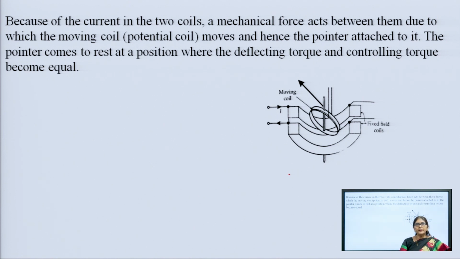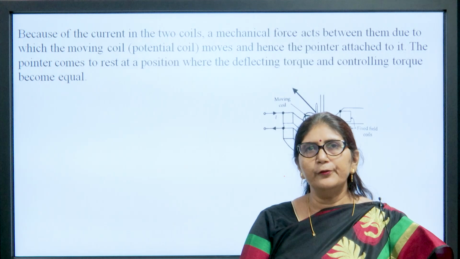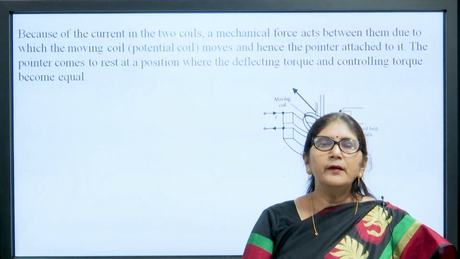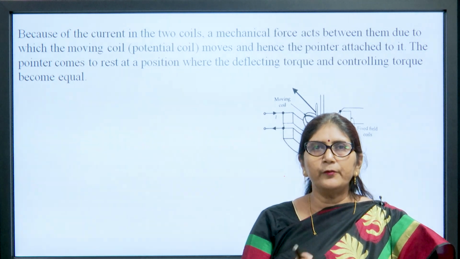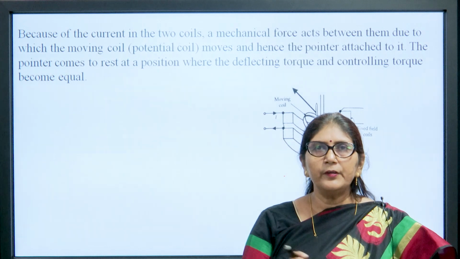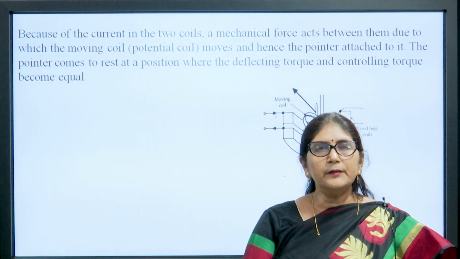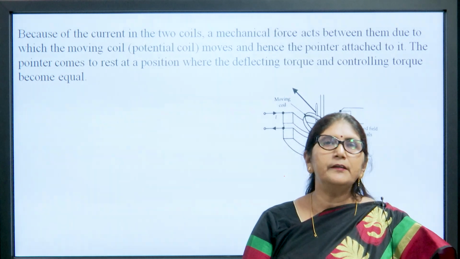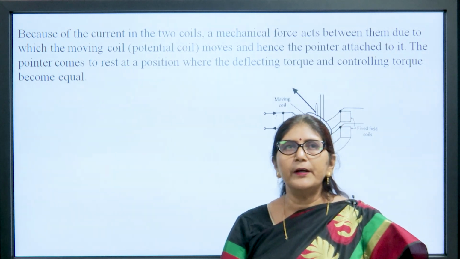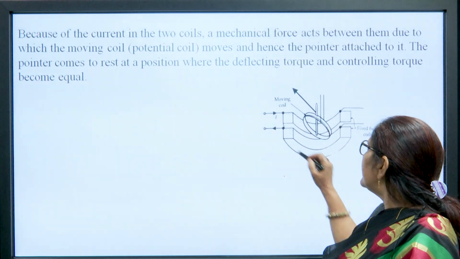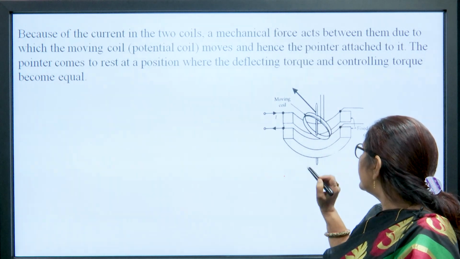Now, because of the current in the two coils, a mechanical force acts between them, due to which the moving coil, that is the potential coil, moves, and hence the pointer attached to it also moves. The pointer comes to rest at a position where the deflection torque is balanced by the controlling torque. So, this is the structural view of this instrument.